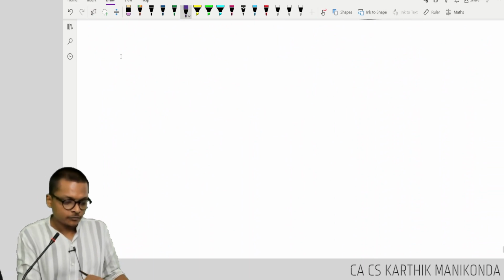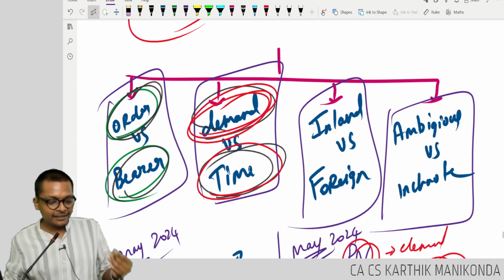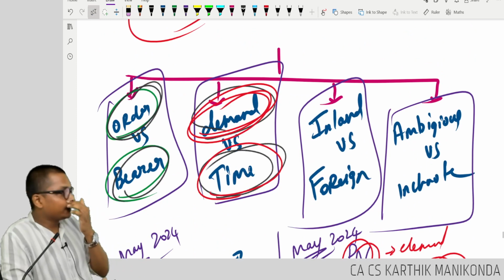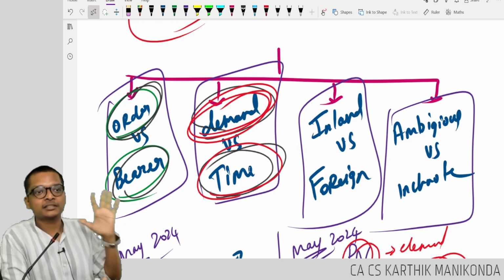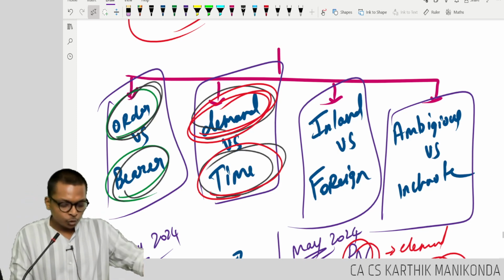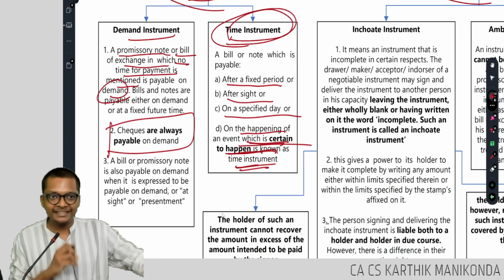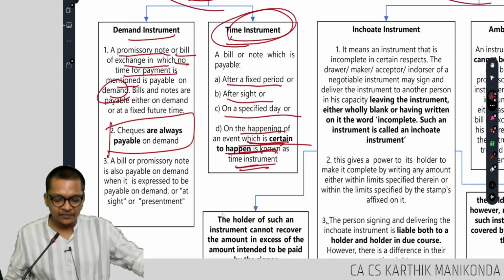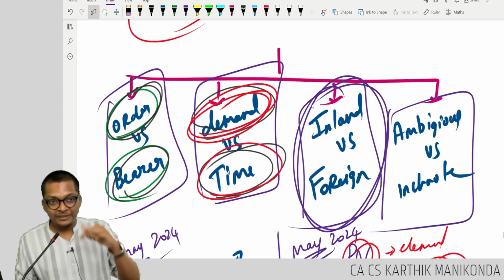Fine. So we have finished which two? Order and bearer, demand versus time. How do you expect the exam question? Differentiate between demand and time instrument. 3 marks. Easy. Are you following? Of course, you have to use the terms in the book or the material. I am teaching you the concept. It will be easy to learn after this. Clear? Fine. Next. I will come to inland versus foreign instrument a little later.